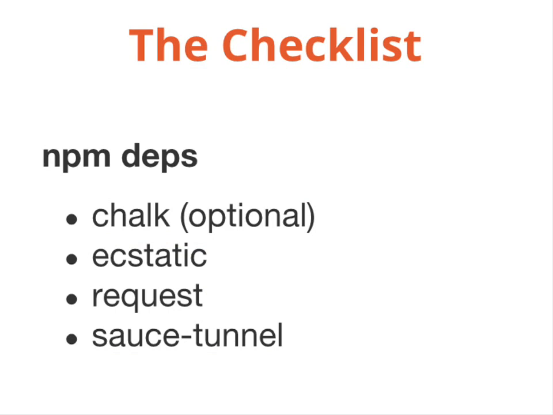So to get my setup running, I required a static file server, so I got xstatic. I required a request to handle the REST API, making that easier. I didn't need to require chalk, but I liked the green and the red output inside the Travis CI test run, so I used chalk to do that. And then you'll need Sauce Tunnel, and that establishes the tunnel connection and allows you to work with Sauce Labs.